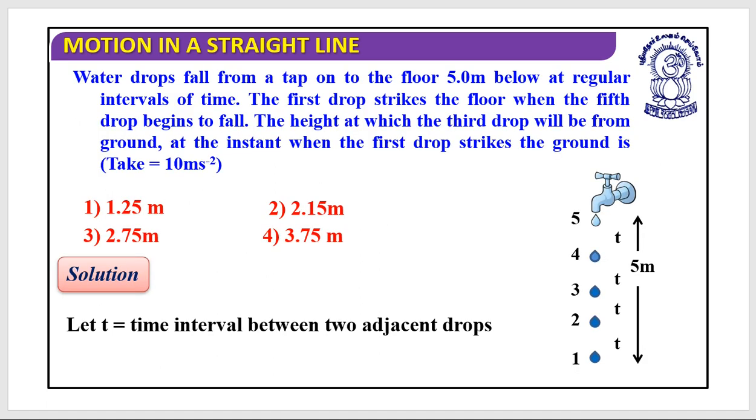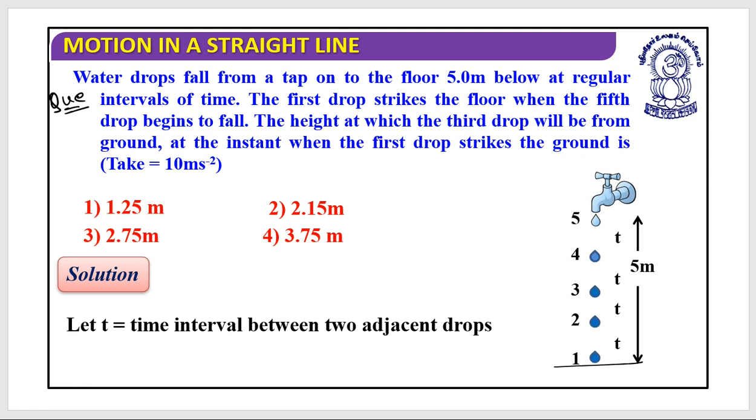It is a question of water tap. It is one of the most favorite questions of all the examiners. So please go through the data very carefully. What they have given is that water drops fall from the tap on the floor 5 meter below at regular interval. So this distance is 5 meter.